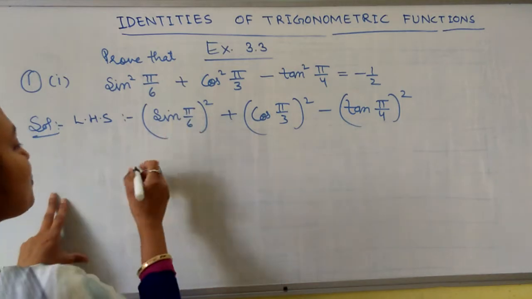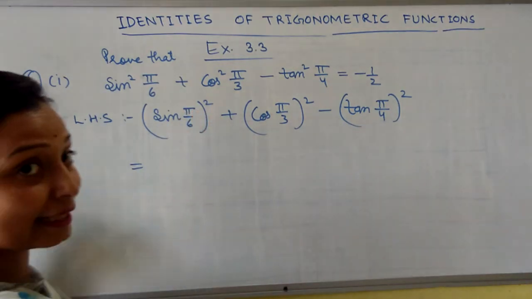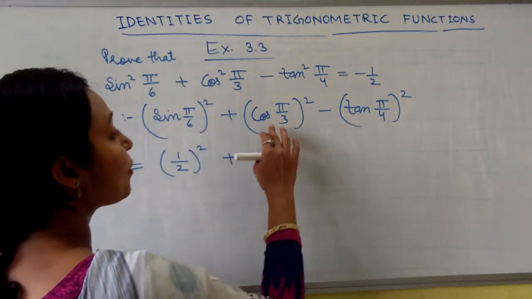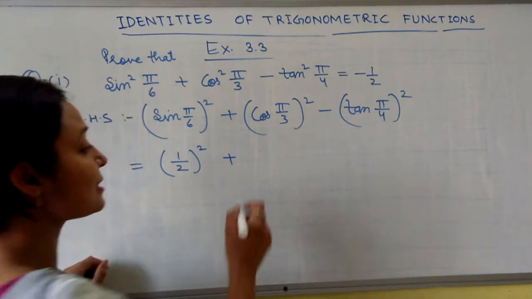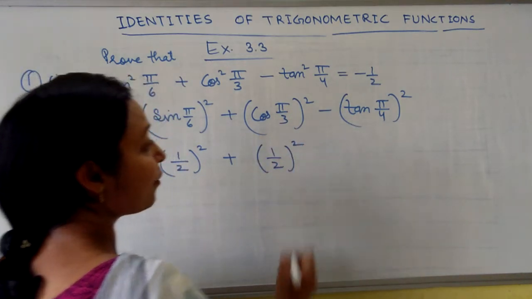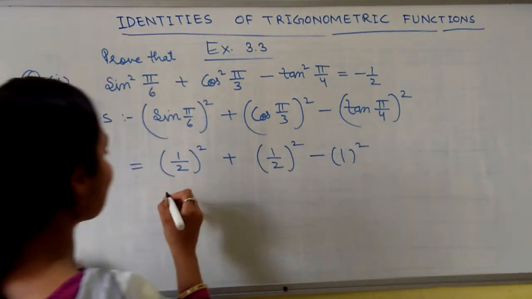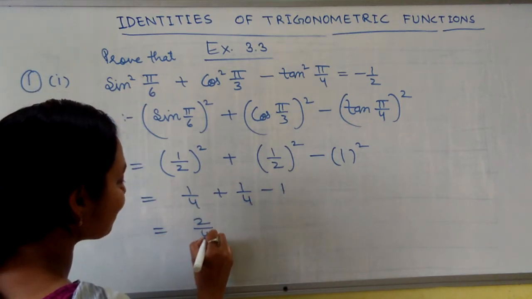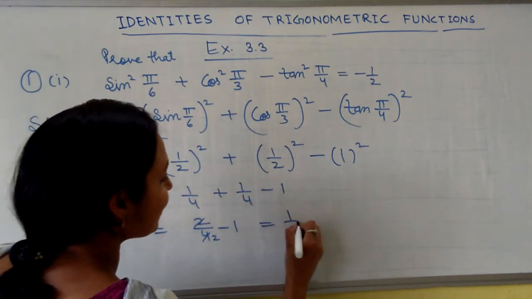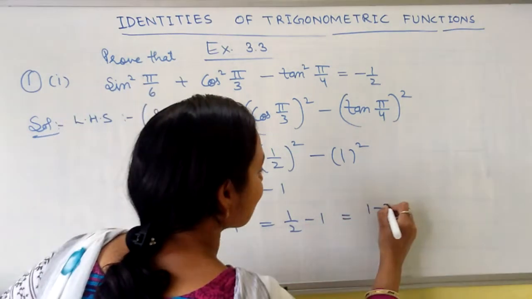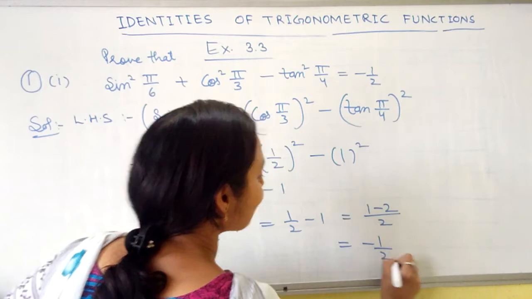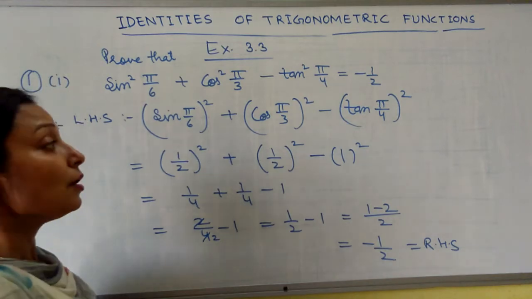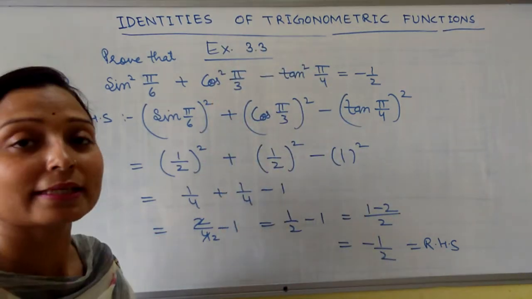Now I will substitute the values. Sine pi by 6, that is 30 degree, sine 30 degree is 1 by 2, plus cos pi by 3, that is 60, is 1 by 2 again, minus 1 square. 1 by 4 plus 1 by 4 minus 1, that is 2 by 4 minus 1. After cancellation there is 1 by 2 minus 1. When I take the LCM, 1 minus 2 upon 2, that equals negative 1 by 2. So this is the right hand side. These questions are very easy. Just put the values and get the result.